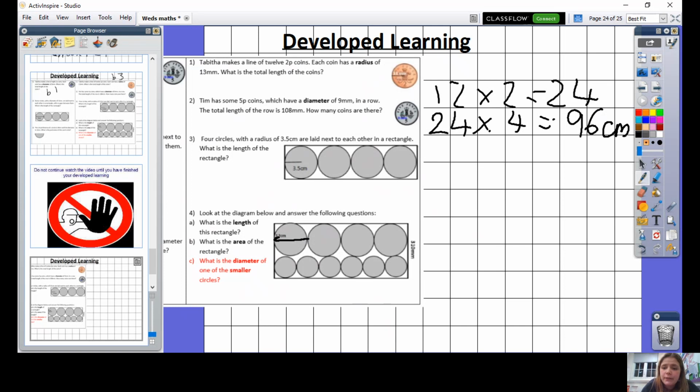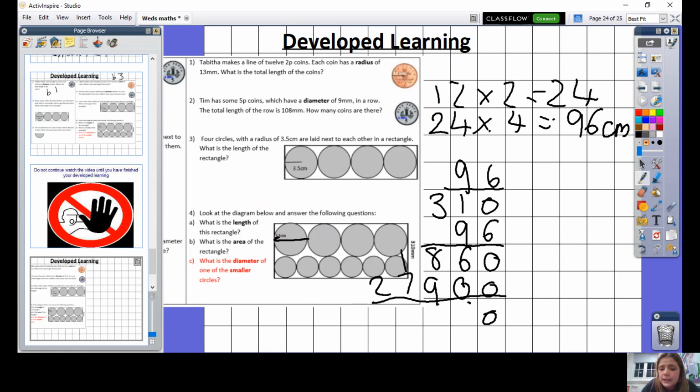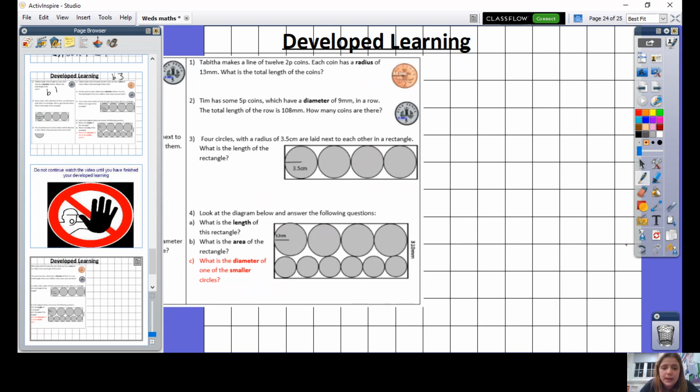Now, what's the area? If I know the length is 96, the area will be 96 multiplied by 310. Going to start with 310 at the top. 6 times 0 is 0, 6 times 1 is 6, 6 times 3 is 18. 0 here, 9 times 0 is 0, 9 times 1 is 9, and 9 times 3 is 27. Adding them up would be 0, 6, 17, 1 add 7 is 8, add 1 is 9, and 2 there. The area is 29,760 millimetres squared. Don't forget, when you're talking about area, the unit of measurement is squared.